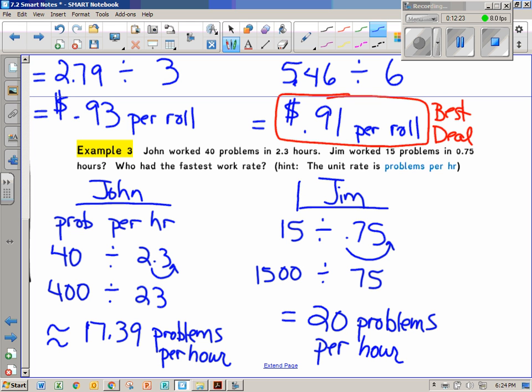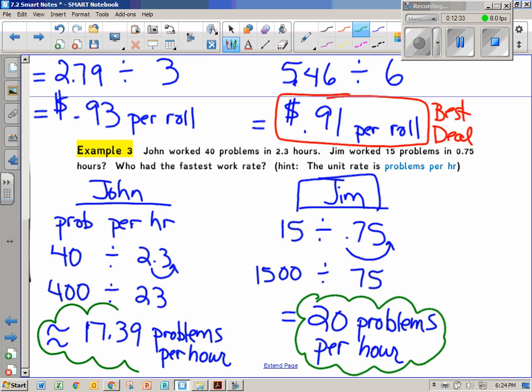Well, Jim does. Jim is the answer, with 20 problems per hour and 17.3 and so on problems per hour. This is support. And again, you would show your long division. You might make a note of that here. Show long division. It's not on scratch paper, but show it out to the side.